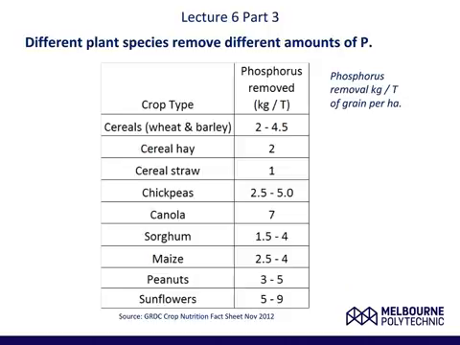The following table summarizes phosphorus removal. This is given in kilograms per ton of grain per hectare. The take-home message from these observations is that different plant species remove different amounts of phosphorus. For example, wheat and barley can remove between 2 and 4.5 kilograms per ton of grain per hectare, while canola can remove up to 7 kilograms per ton of grain per hectare, a big difference.